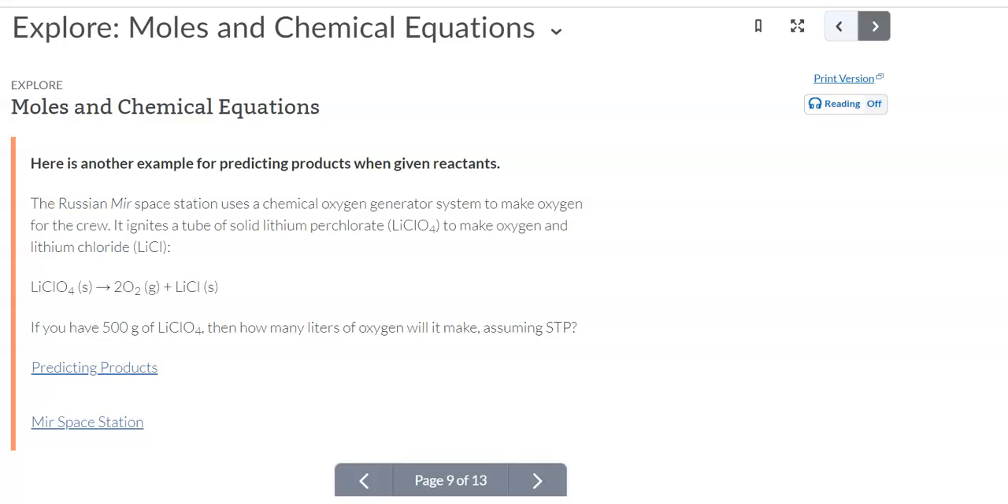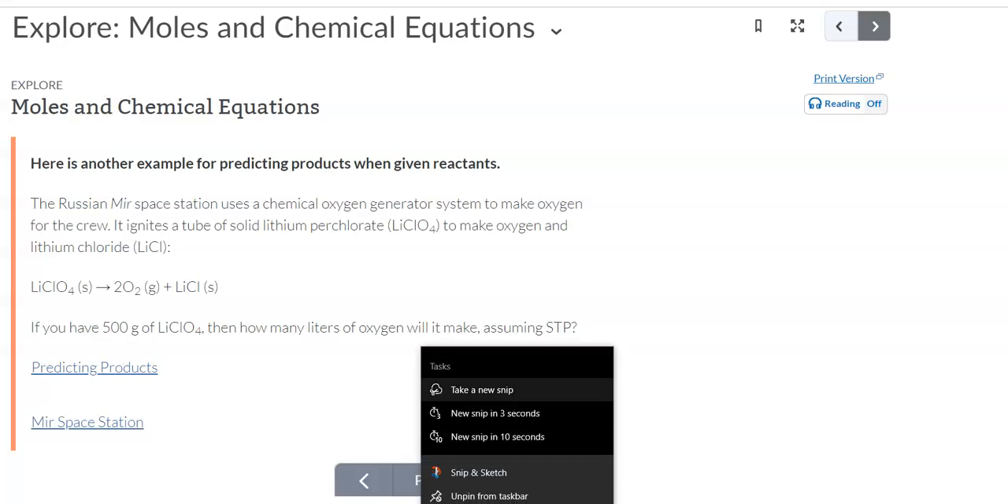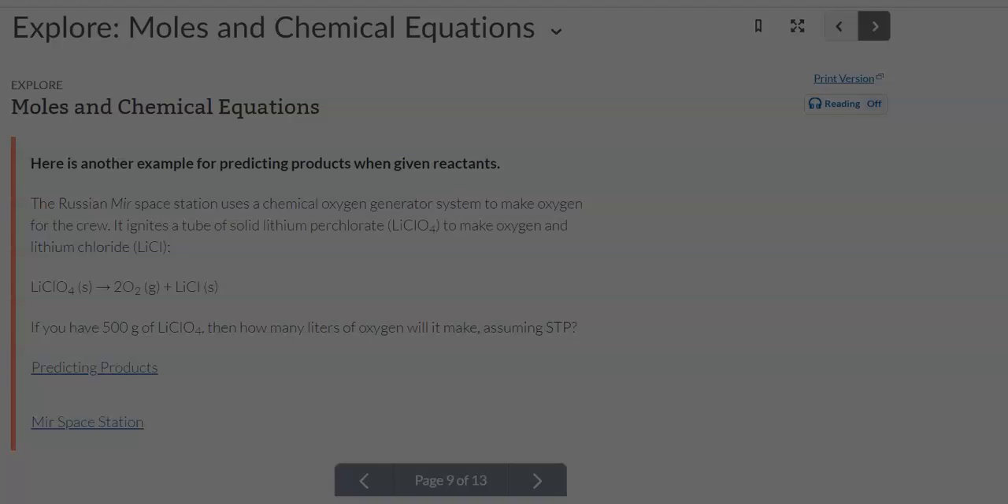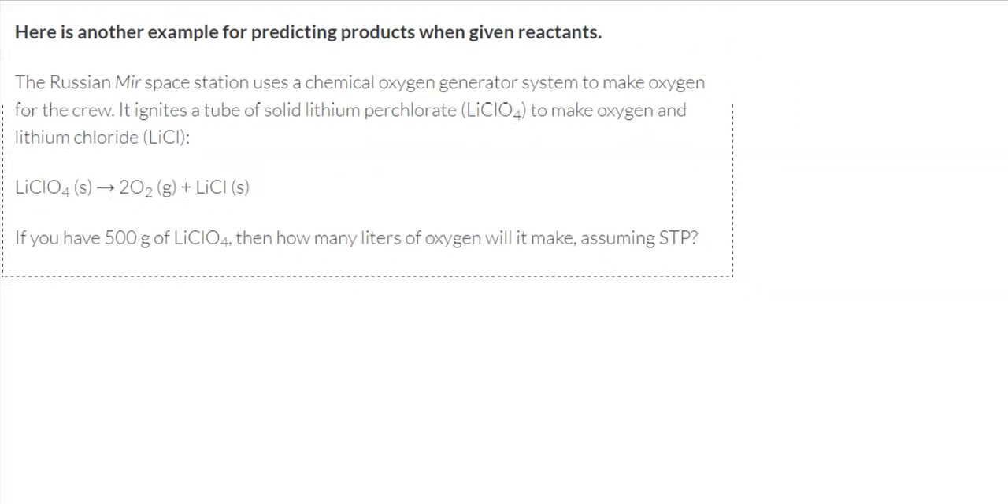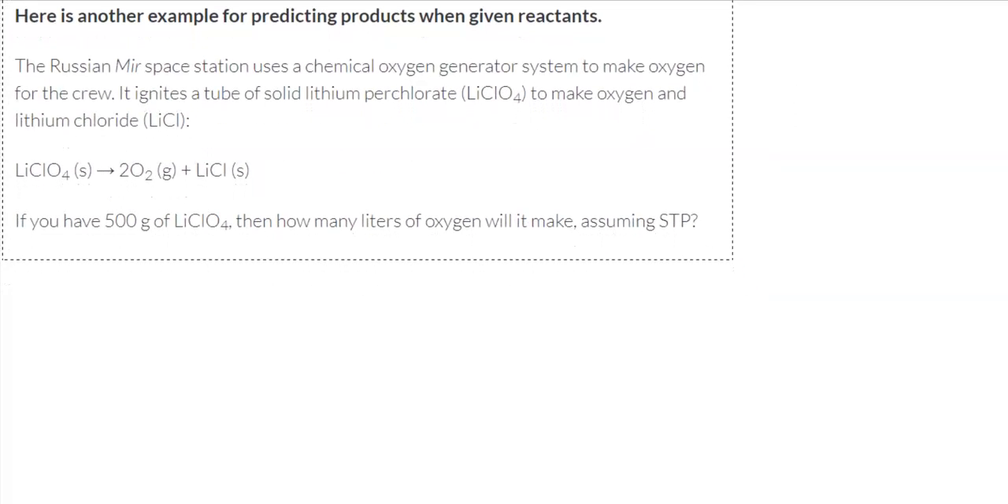So let me grab a snippet of this question. Bloop. And we will put it here and get to it. Here is another example for predicting products when given the reactant. So let me get to my pen, and I believe we are ready.